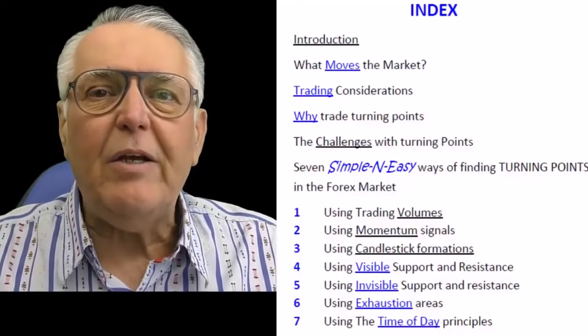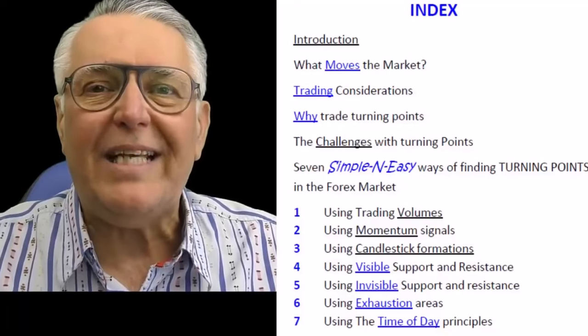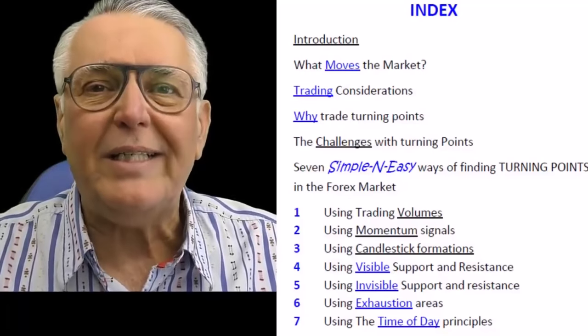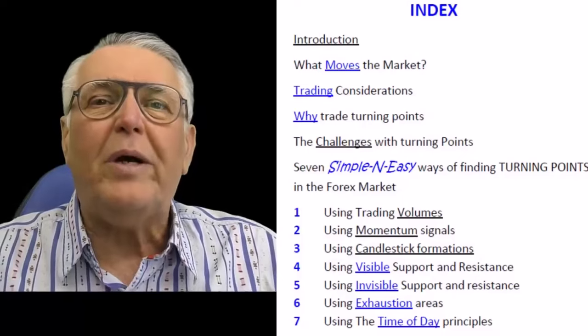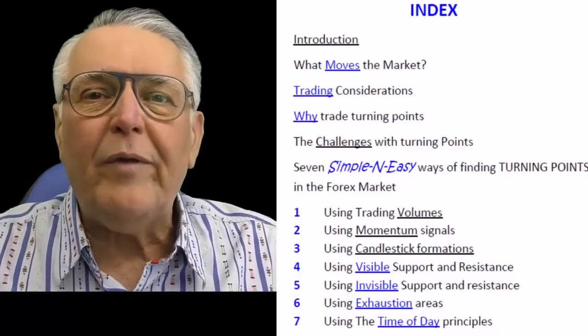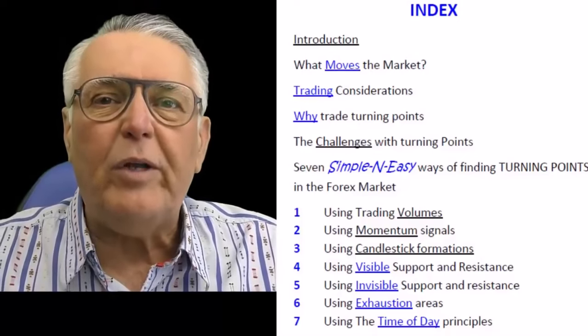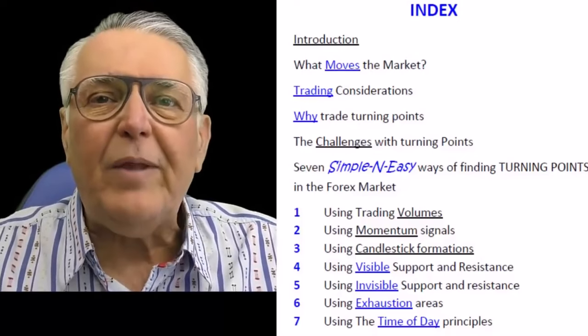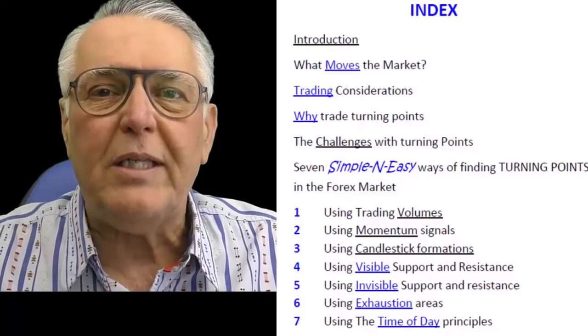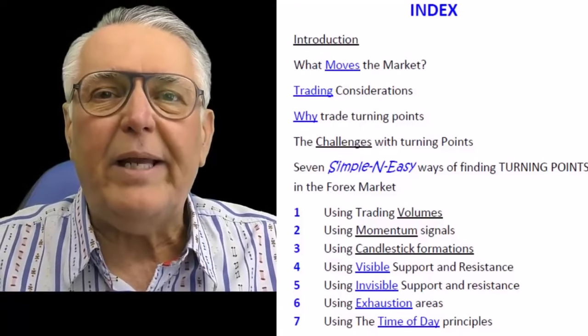The meat of the turning point course is the 7 methods used to identify turning points. Now the first one is an unusual one. It's volume. A lot of people don't use volume when trading, but volume is a good indicator if there's going to be a turning point in the market, and that is explained in the course.